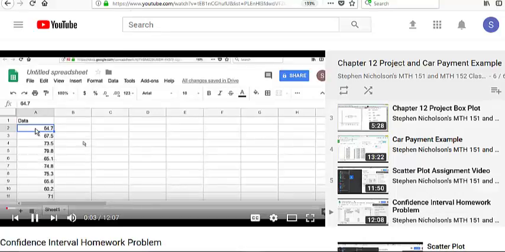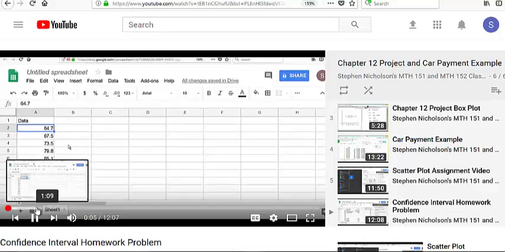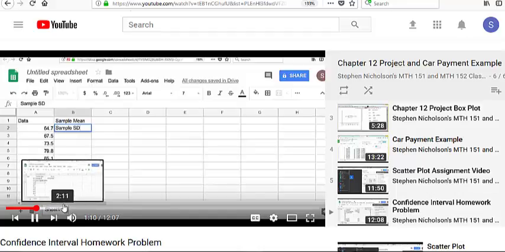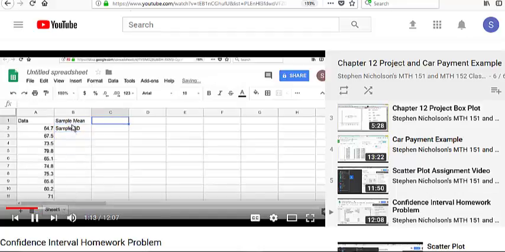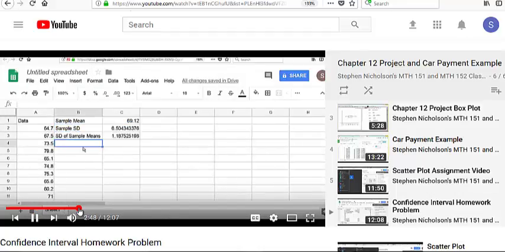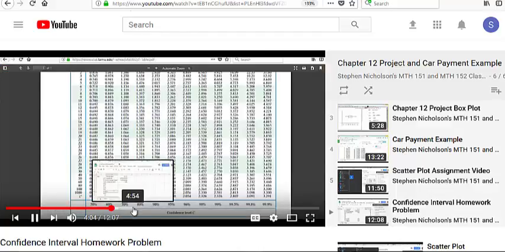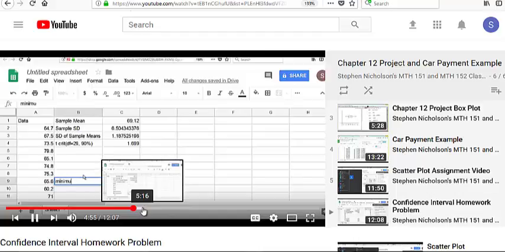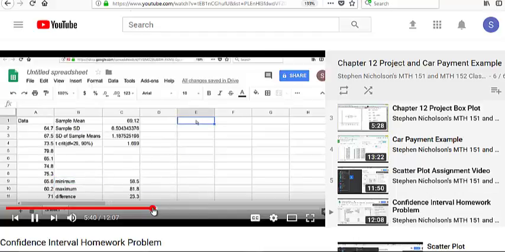So you have to input the data yourself. And once you input it, you calculate the sample mean and the sample standard deviation. Then you calculate the standard deviation of the sample means. Then you look up the critical t-score. So here it is, there's the table. And then once you have the critical t-score, you can calculate.